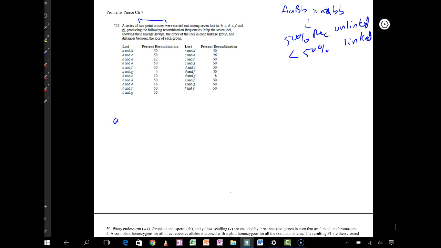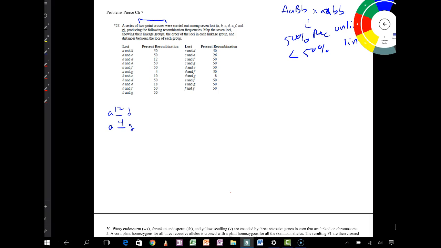So what does that mean? We're going to put those together, and we can actually put the distance on there. So A and D are linked with 12 map units between them. A is also linked to G with 4 map units. But A is not linked to B, and B and C are linked.